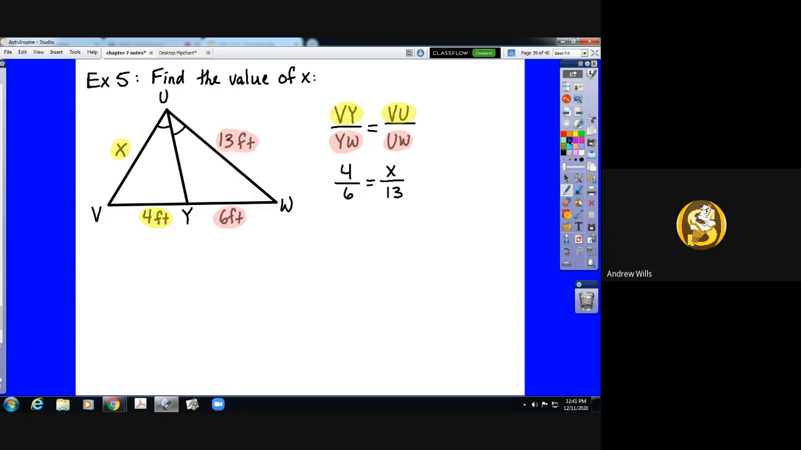Okay, so we've got some folks that are rounding off decimals. We never, ever, ever round off a decimal. So if you get a decimal that repeats, I would rather have a fraction for that very reason. So good work. Okay, we cross multiply.